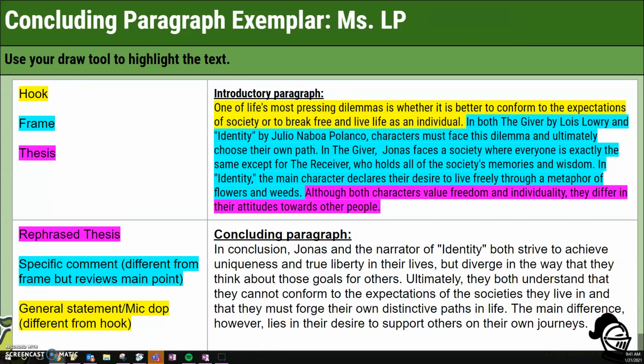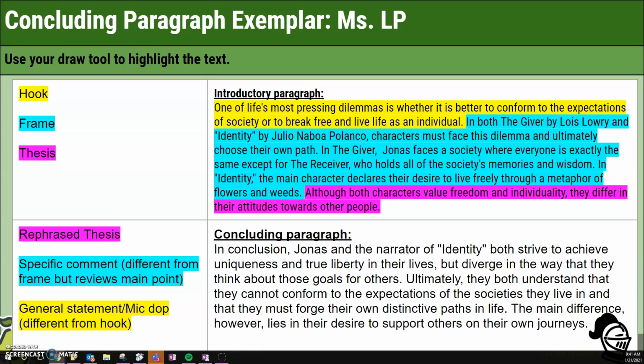For another example, you can take a look at the exemplar paragraphs written by Mrs. LaPaglia for her essay about Jonas and the poem Identity. Her concluding paragraph reads as follows. In conclusion, Jonas and the narrator of Identity both strive to achieve uniqueness and true liberty in their lives, but diverge in the way that they think about those goals for others. That's basically the same as the thesis statement from the introductory paragraph, but in new words. Next, she gives a specific comment.